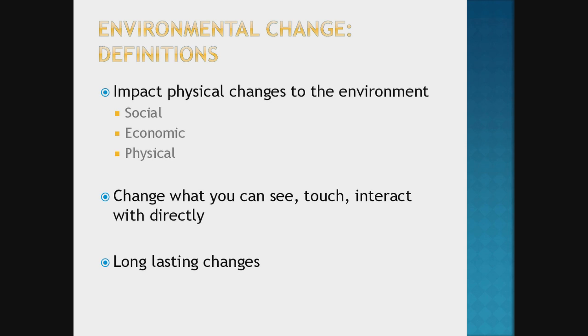So again, we'll start with some simple definitions, but as we talked about before, environmental changes are things that impact physical changes to the economic, social, or physical environment. They change what you can see, touch, interact with directly. Environmental changes can come about as a result of policy or system changes that happen in the community. They are often very long-lasting. As Mary Ellen mentioned before, they're very sustainable, and once they're in place, they remain there for years to come.